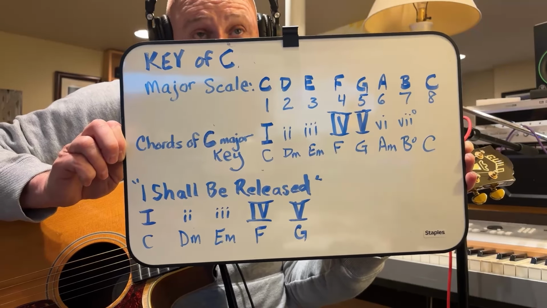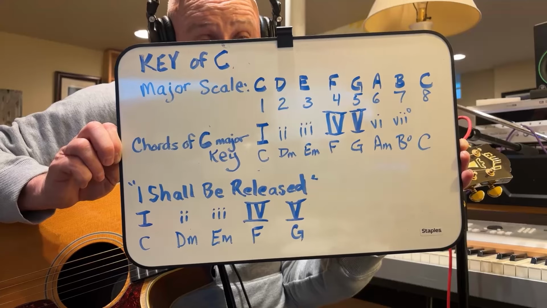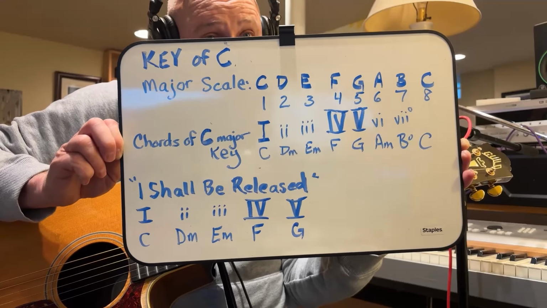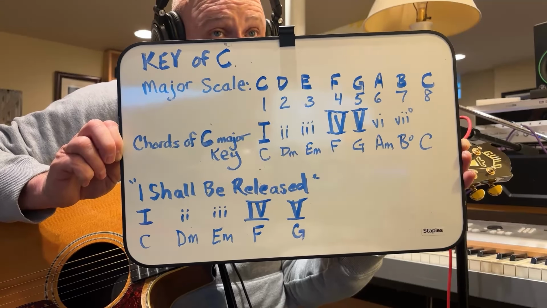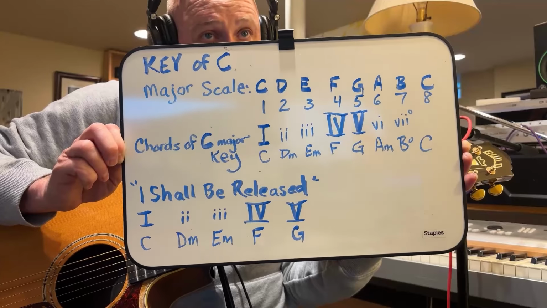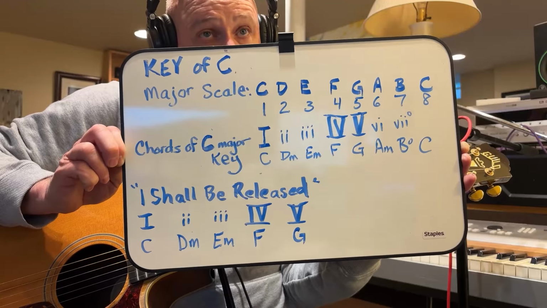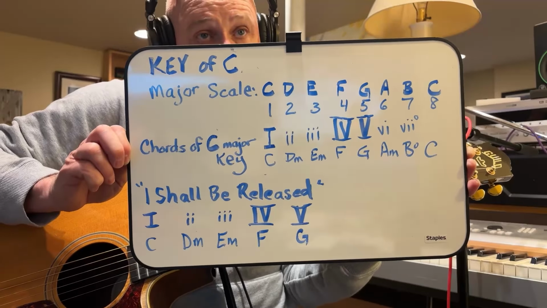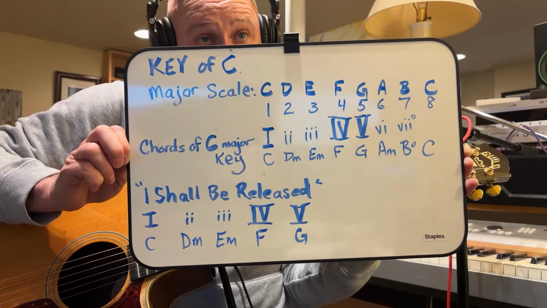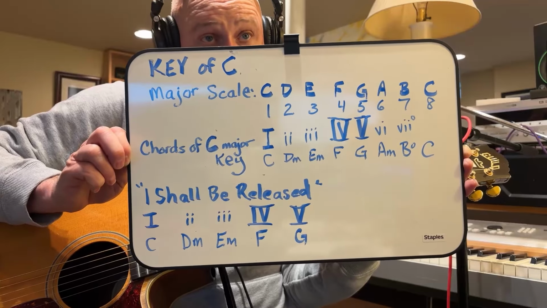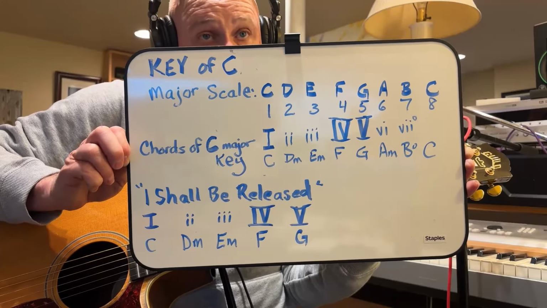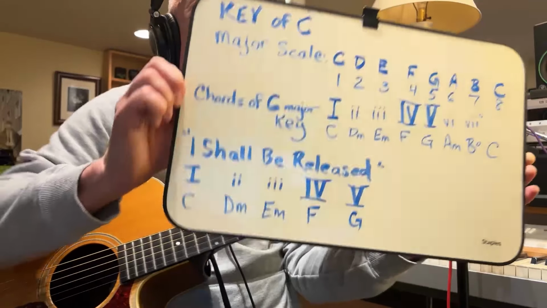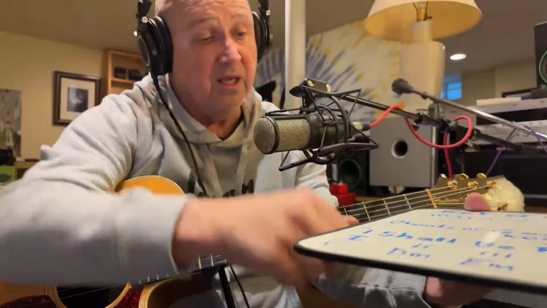So, I Shall Be Released, same chord progression, 1, 2, 3, 4, 5. And you don't have to say 1 major, 2 minor. It's always going to be that way when you're playing the chords of a major key. So if we fill those chords in, the 1 chord is the root or the C major, D minor, E minor, F, and G. So they're the 5 chords.